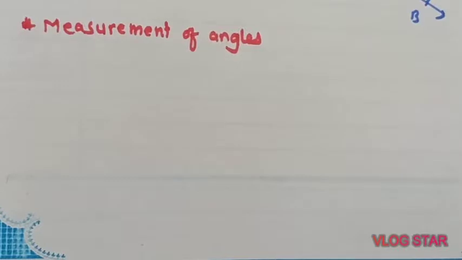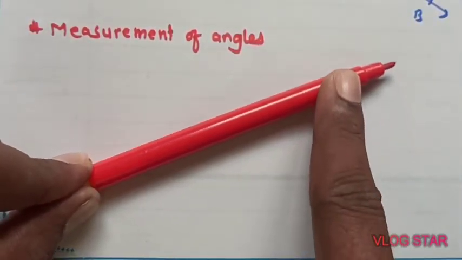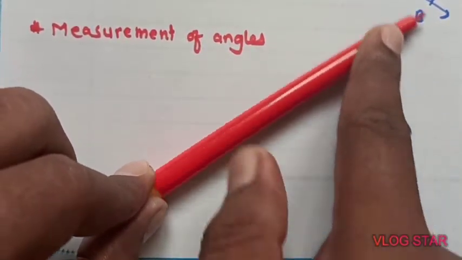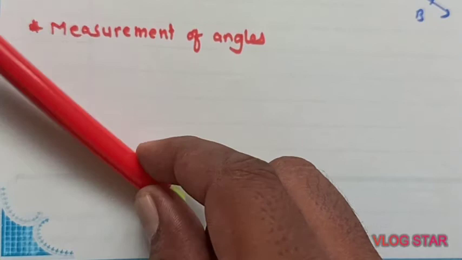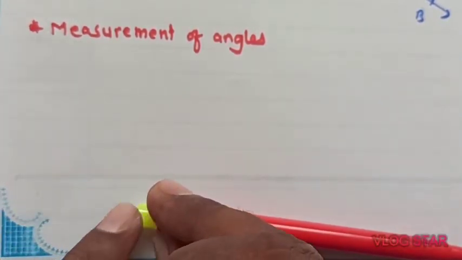Measurement of angle means we are measuring the amount of rotation from the initial arm to the terminal arm, in any direction. Suppose this is the initial arm. It may take an entire round, like this, to complete one rotation.